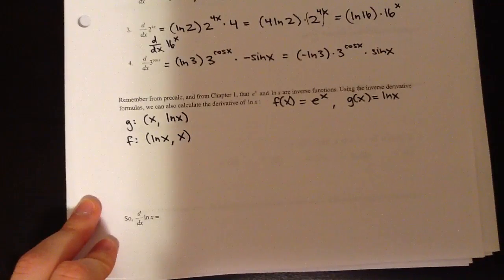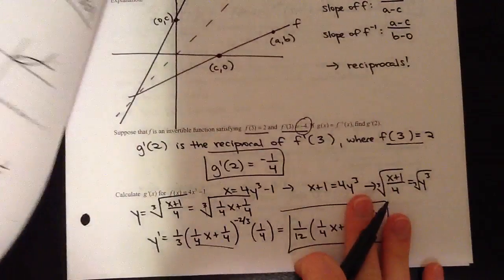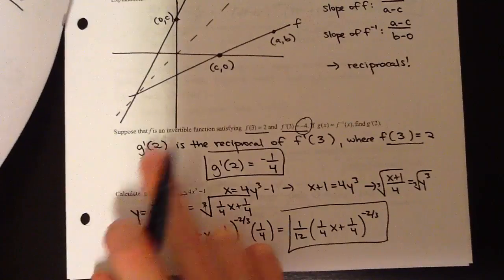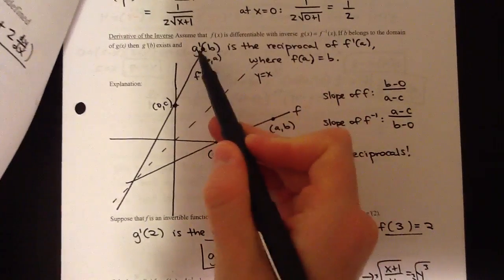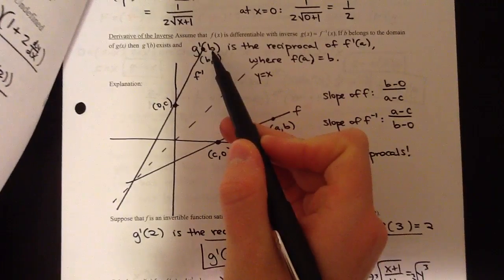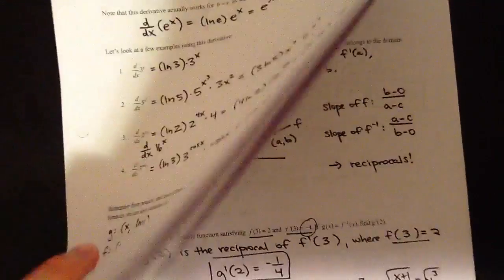All right, so let's take a look at that sentence. Okay, so here's an example right there. So g prime of b, which is what we're interested in. We want g prime of x.